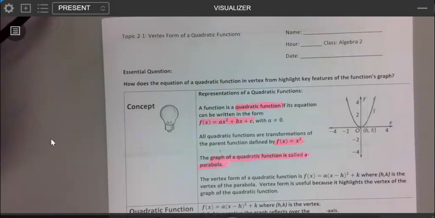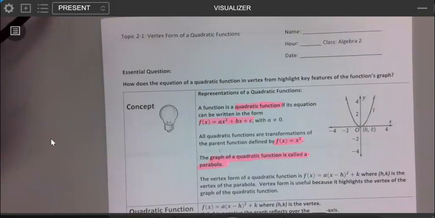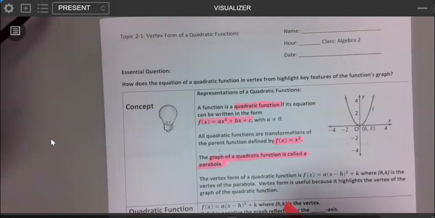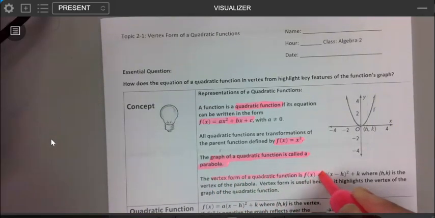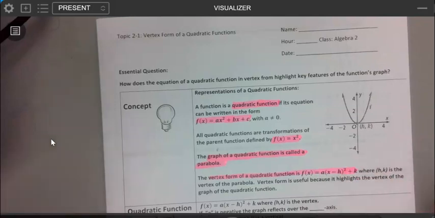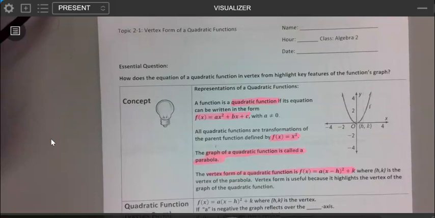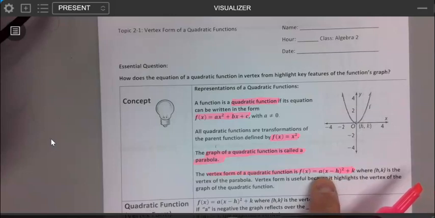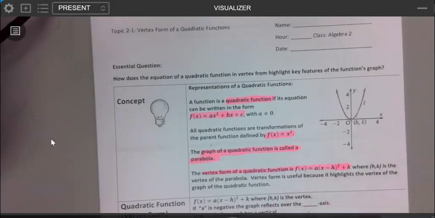The vertex form, which is what we'll be doing mainly in this section, is a times x minus h squared plus k. So that's, or transformational form. It's the same thing we've been talking about. H is our shifting right and left. K is our shifting up or down. A tells us if the parabola is opening up or down. And it also tells us if it's a stretch or a shrink. That's what we'll be talking about.